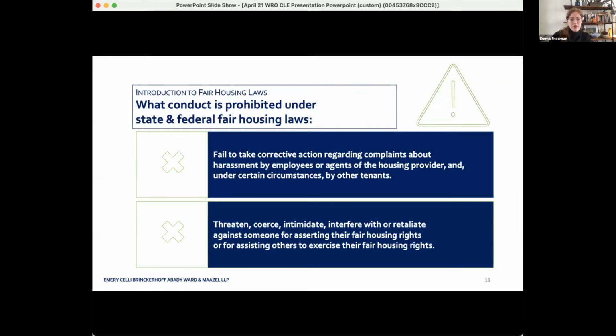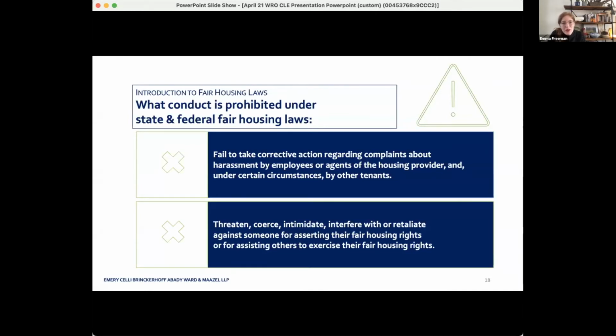And the second part of slide 18 is the unlawfulness to threaten, coerce, intimidate, or otherwise take action against somebody who has asserted their fair housing rights, or importantly, someone who's assisting others in exercising their fair housing rights. So this is sort of a two-pronged prohibition. For example, a renter couldn't contact a real estate broker to try to blacklist a potential tenant who had spoken up about perceived discrimination on the basis of, let's say, family status.